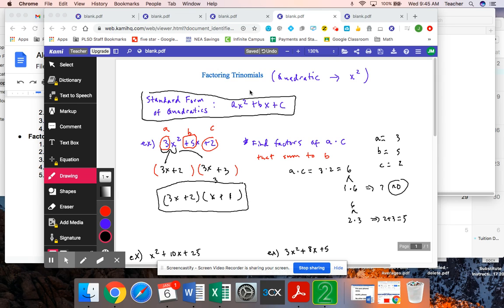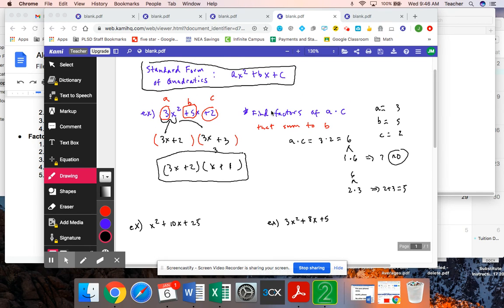All right, we're going to continue with factoring trinomials. And in the last video, I kind of introduced what the standard form of a quadratic is. We're going to focus on quadratics, really. And when it comes to factoring trinomials, your goal is really to find the factors of a times c that sum to b. Remember, the standard form is ax squared plus bx plus c.